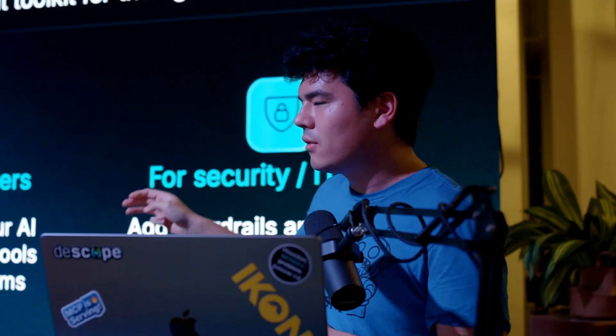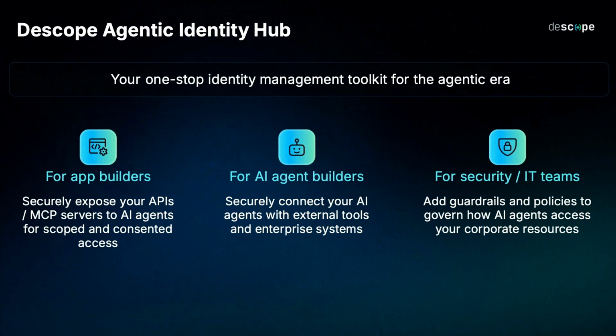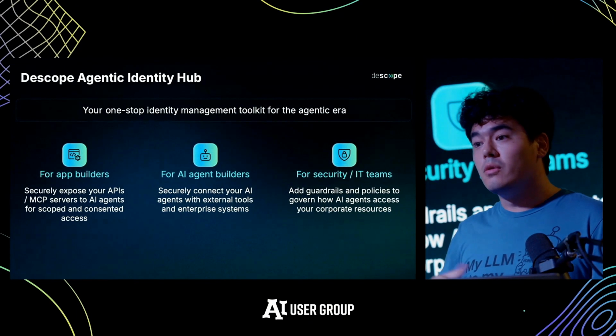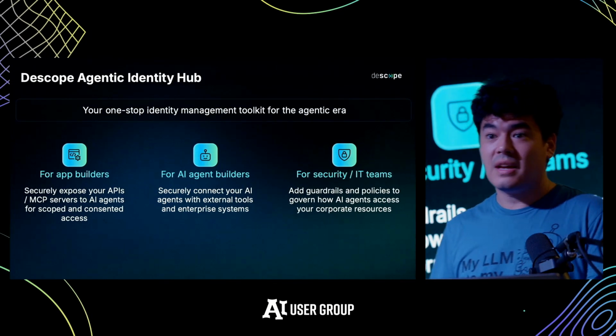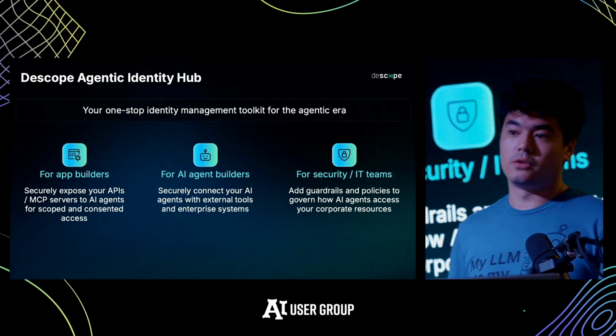The next is from an AI agent builder perspective. If you're building an AI agent, you might need to connect to multiple MCP servers. You might need to connect out to multiple services like Google Calendar, HubSpot, all of these platforms, GitHub. And every time you do that, the user needs to provide consent, and there's a token involved. So we will go out and manage all of those user tokens for you.